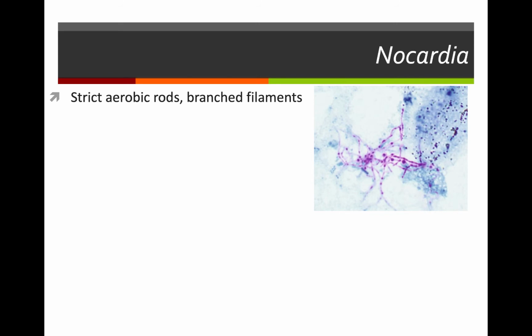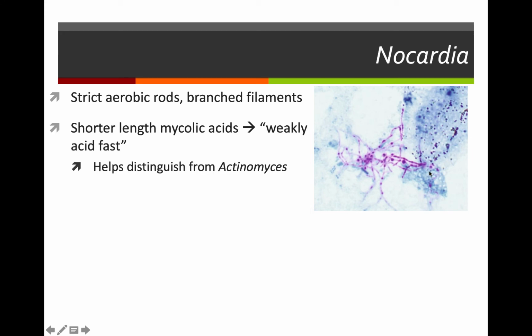The last group of acid-fast bacteria that we'll talk about that can cause human disease, but they aren't super common, are members of the genus Nocardia. So these again are strict aerobic rods. They are acid-fast and they form these branched filaments. That's kind of what it would look like under a microscope.